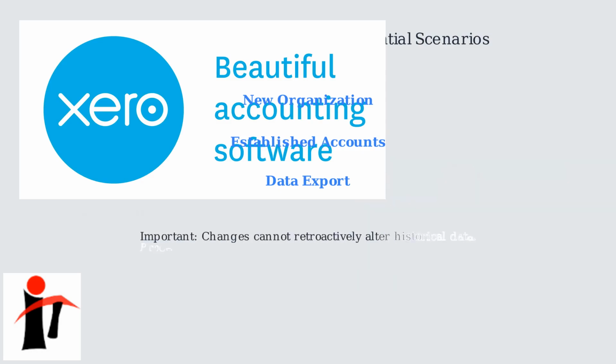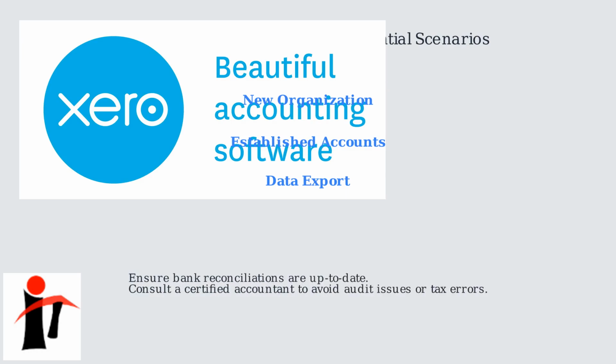Keep in mind that changes generally won't retroactively alter historical data. The process can take 5 to 10 business days and may incur fees starting at $199. Ensure all bank reconciliations are up to date before requesting changes. Always consult a certified accountant to avoid potential audit issues or errors in tax filings.